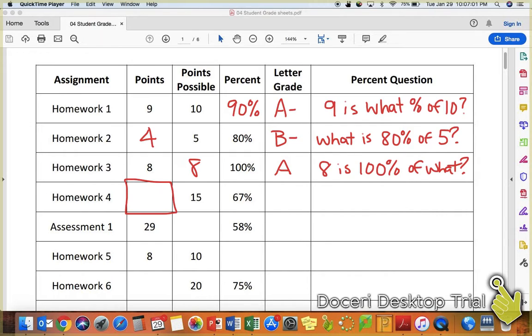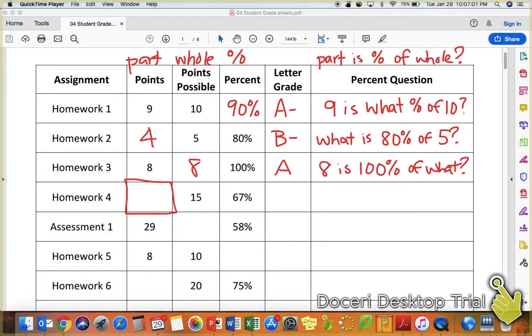And I'm just going to go ahead and label this: my points are my part, my points possible are my whole, and of course this is the percent, okay? And remember, my percent question is part is percent of whole. Okay? It's really important that you start with the percent question, because then it helps you think through what you're actually missing and what you need to find. Okay? So let's look here.